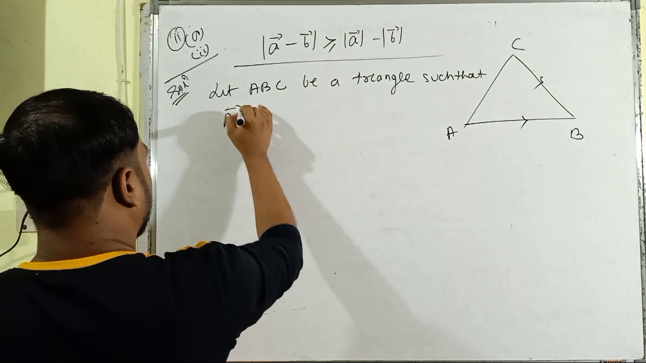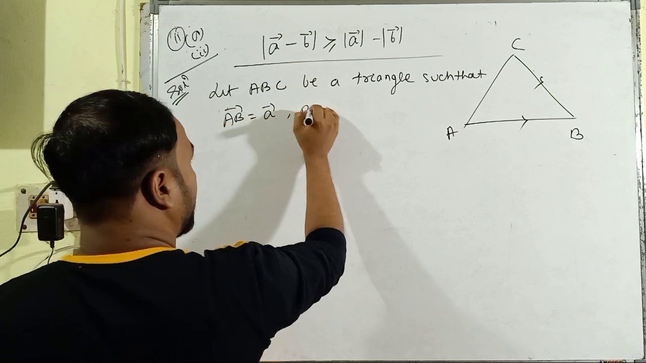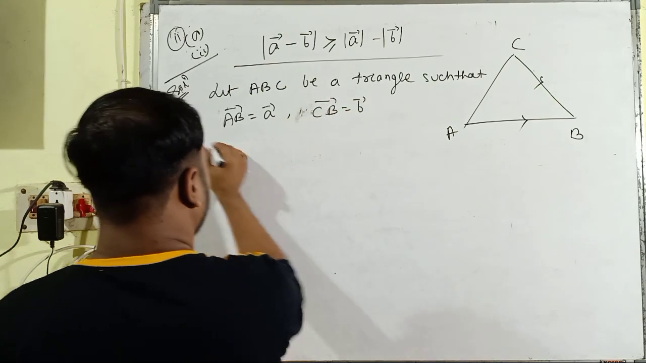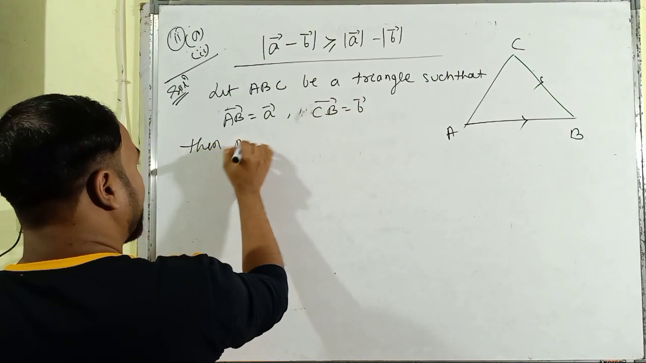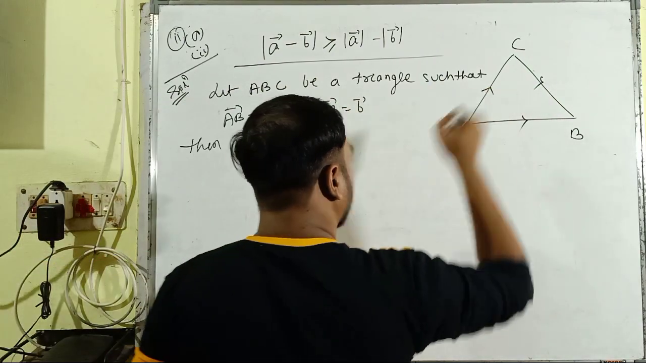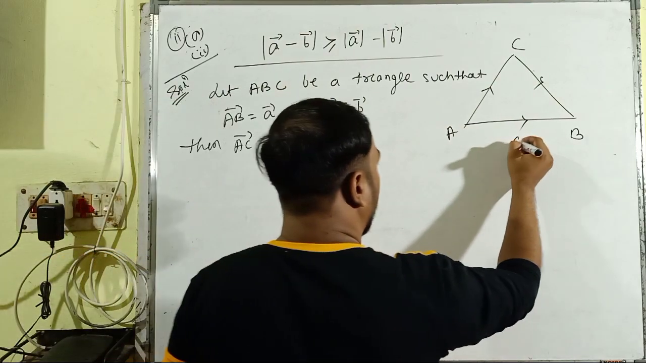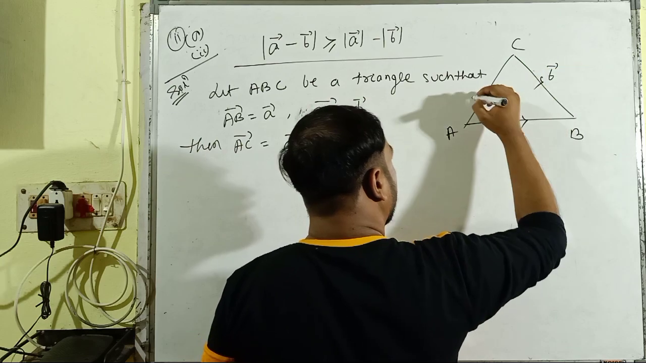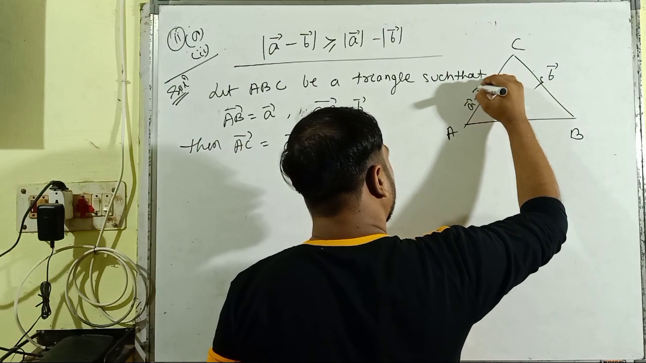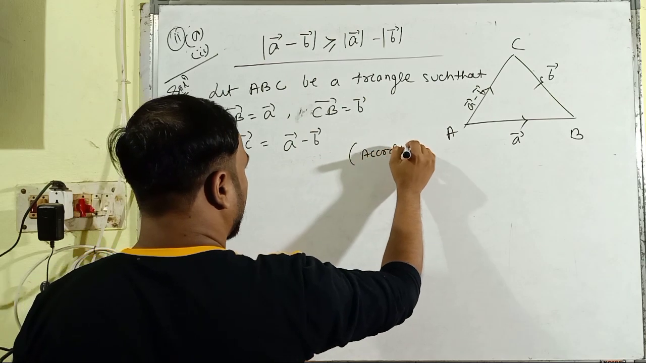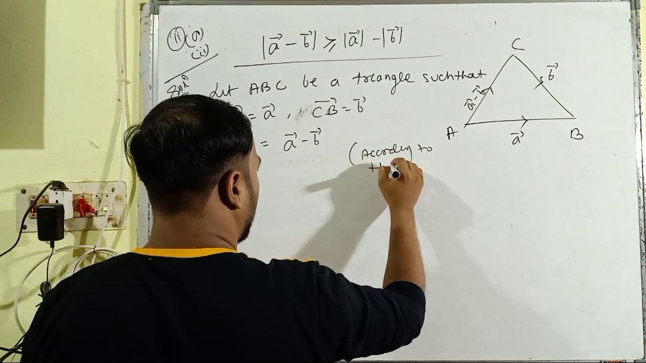AB vector is equal to A vector. Then CB vector is equal to B vector. Then AC vector will be A vector minus B vector according to the triangle law of vector addition.